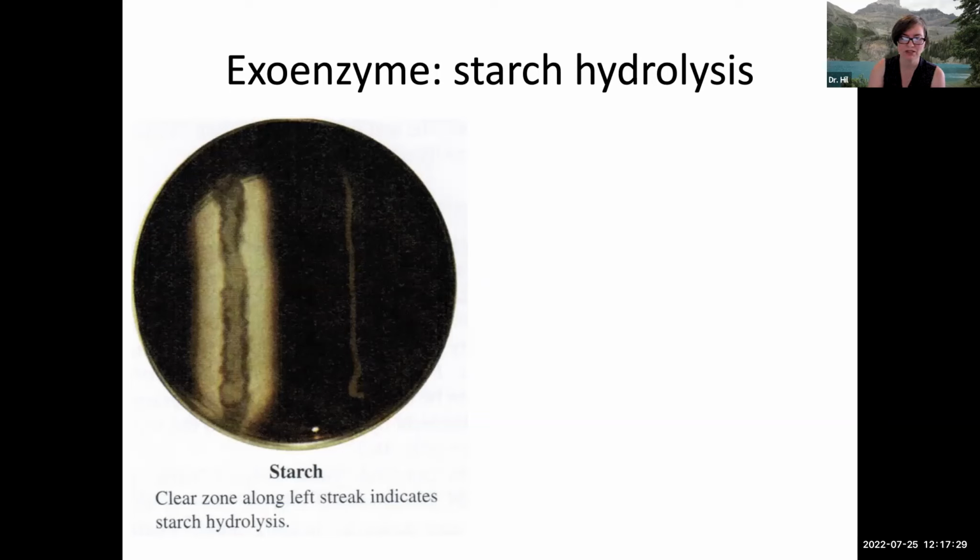Instead, what we do is we add a reagent called iodine to the plate, and iodine has the ability to bind starch and turn brown. So everywhere that there is starch it's brown. Everywhere that starch has been hydrolyzed will be clear. Which of these organisms hydrolyzed starch?